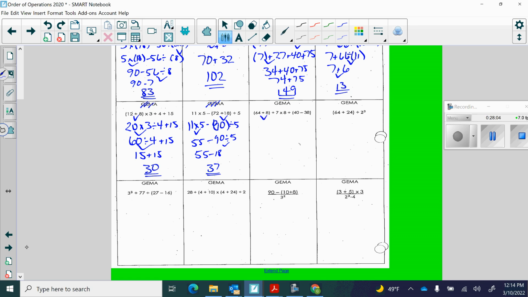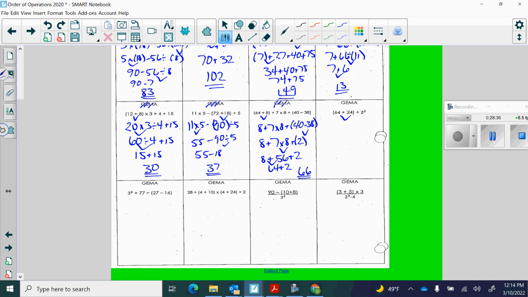Groupings. We have 2 on this one. 64 divided by 8 gives us 8 plus 7 times 8 plus 40 minus 38. I have an additional grouping on the back side. 8 plus 7 times 8 plus 2. No exponents. 1 multiplication in the middle. 8 plus 56 plus 2. Now it's just addition subtraction. Gives us 64 plus 2 or 66.